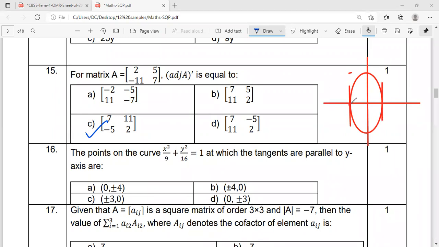The tangent should be drawn at plus minus 3 comma 0. So 3 comma 0 and minus 3 comma 0, right? So option C is the right answer.